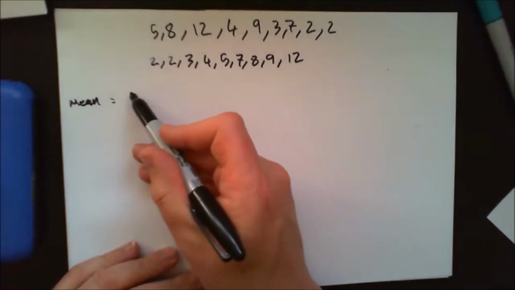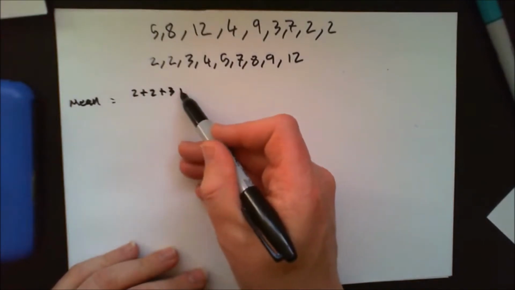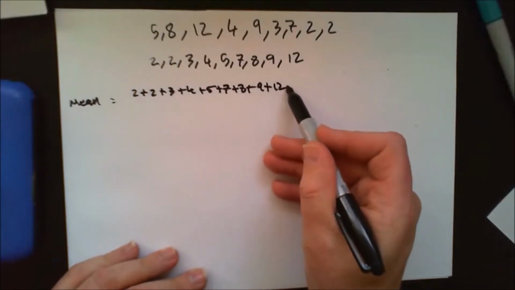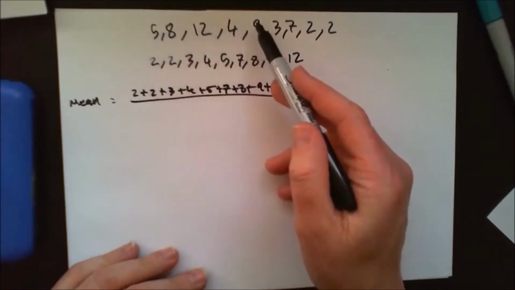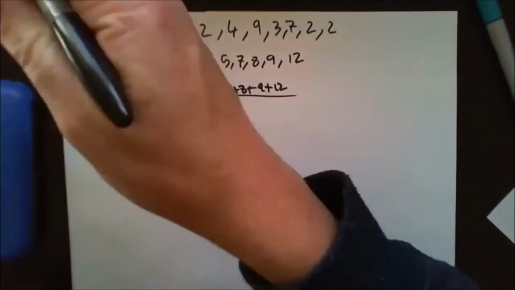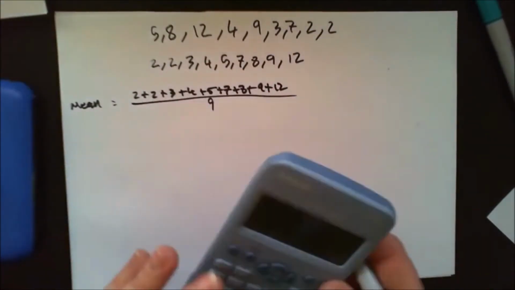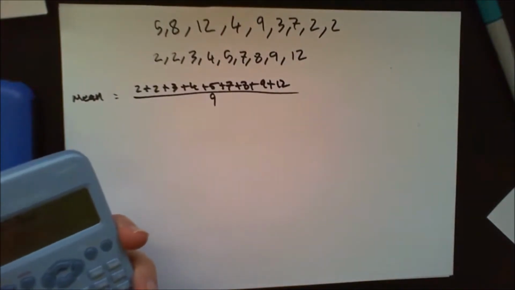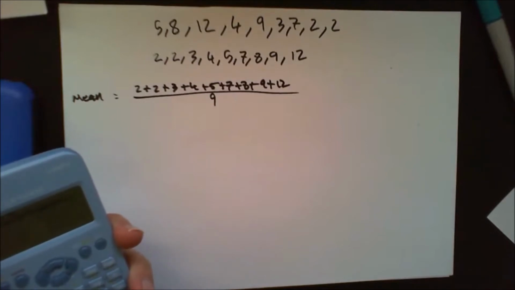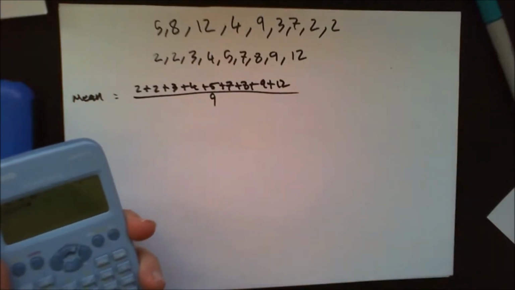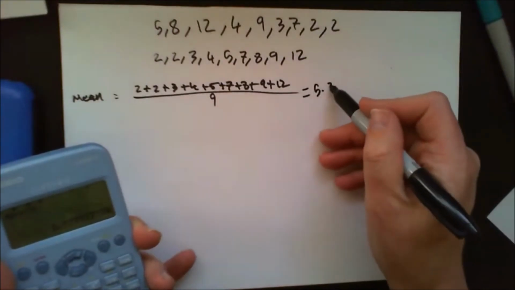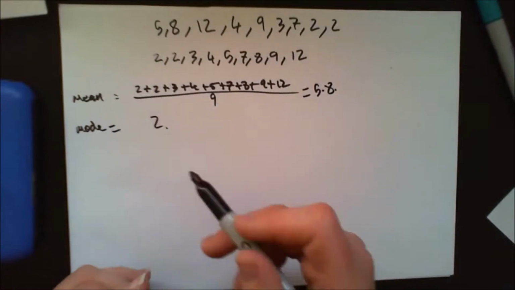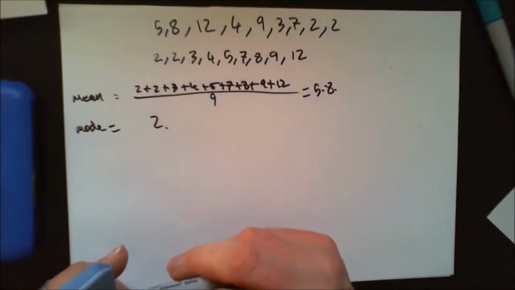That's going to be equal to 2 plus 2 plus 3 plus 4 plus 5 plus 7 plus 8 plus 9 plus 12, divided by 9. Now, this at least I can do on the calculator without too much hassle. 52 divided by 9. Let's call it 5.8 is the mean. Okay? The mode is 2. Why? 2 is the most frequent.